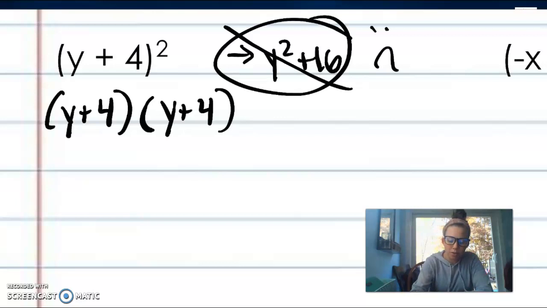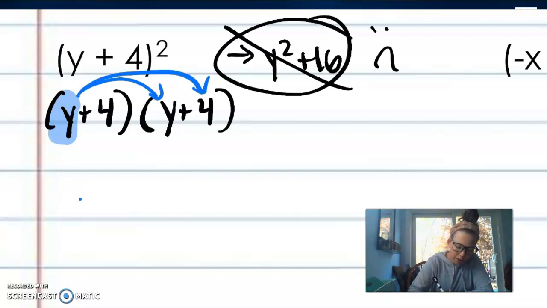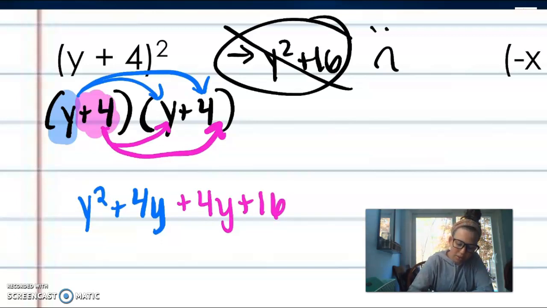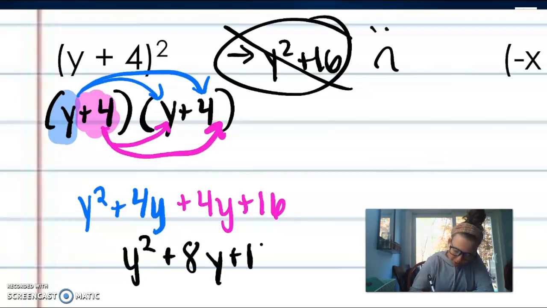Then you have to, again, take the first term and multiply it through the parentheses. And so that's going to be y squared plus 4y. And then the second term, you'll do the same, times both numbers. And so that's going to be plus 4y plus 16. And so your final for that, just change it to black, would be y squared plus 8y plus 16.